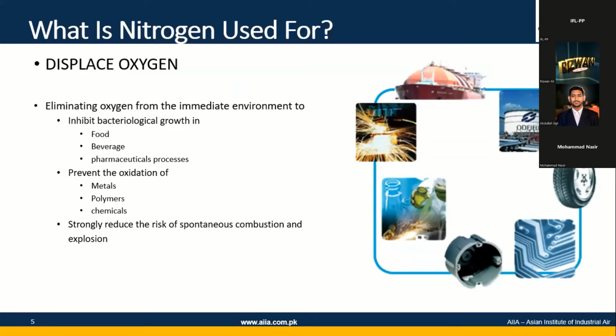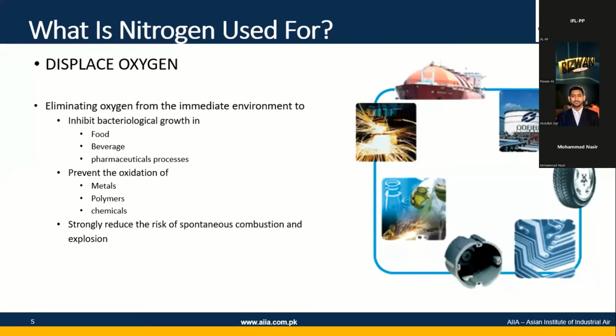So what is nitrogen used for? The basic purpose that I have told you earlier is to eliminate oxygen from the air environment, because it inhibits the bacterial growth in the food, beverages, and the pharmaceutical processes. So these are the very critical processes where you would not like oxygen to be there. So to prevent that bacterial growth in food and beverages and pharmaceutical processes, you need the nitrogen.